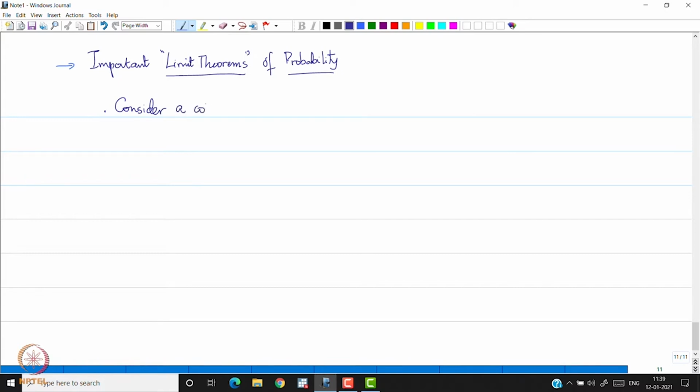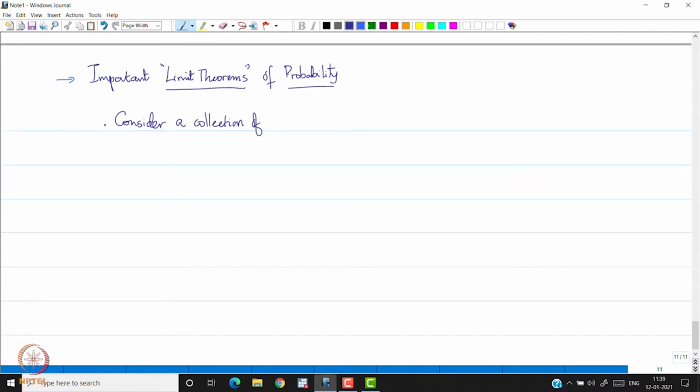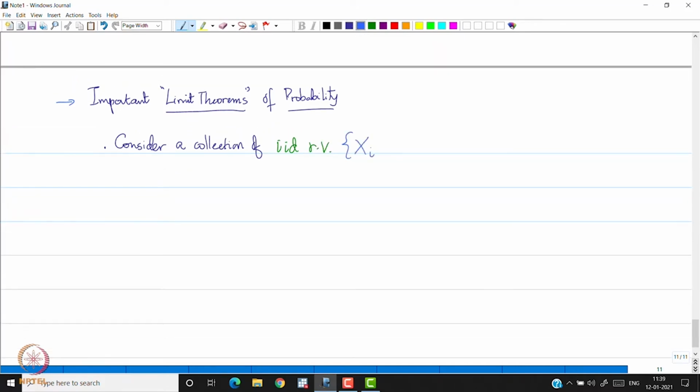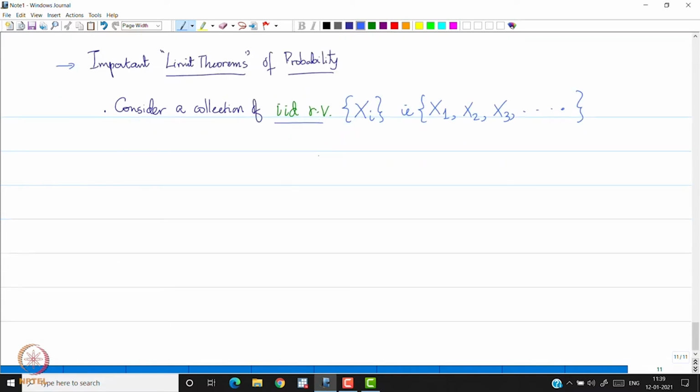This portion is common to both theorems that we are going to talk about. We are going to consider a collection of IID, independent and identically distributed, random variables, X1, X2, X3, and so on. You can have an infinitely large collection in this section. We are not going to put an upper bound on the number of random variables. The main point is they all have to be independent and identically distributed.